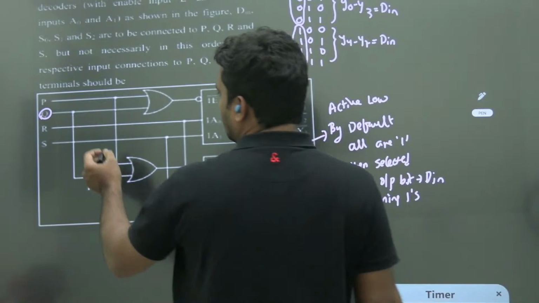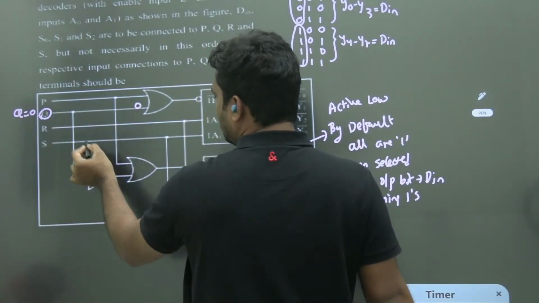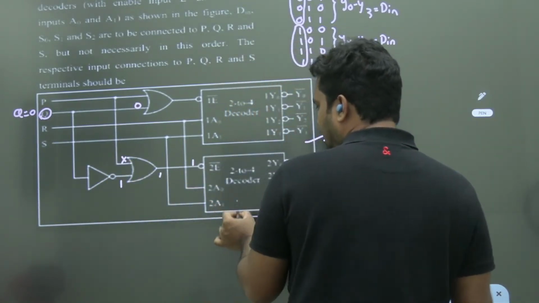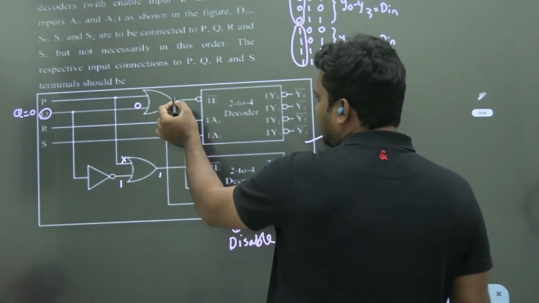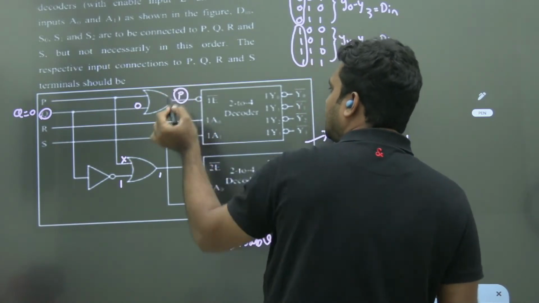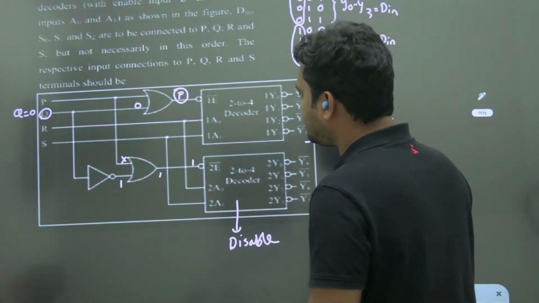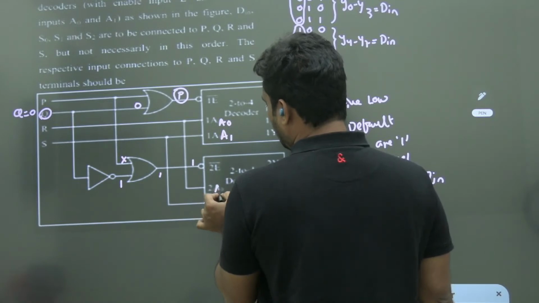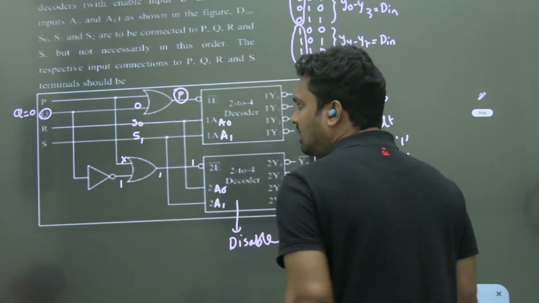If Q equals 0, this line will be 0 and this line will be 1. 1 plus anything is 1, so when you give 1 here, this decoder will be disabled. And this one will be 0 plus P, so P will come, and it depends on P; it may enable or disable. So R and S are connected to A1, A0, which are the selection inputs S1, S0. Understand what I am saying?